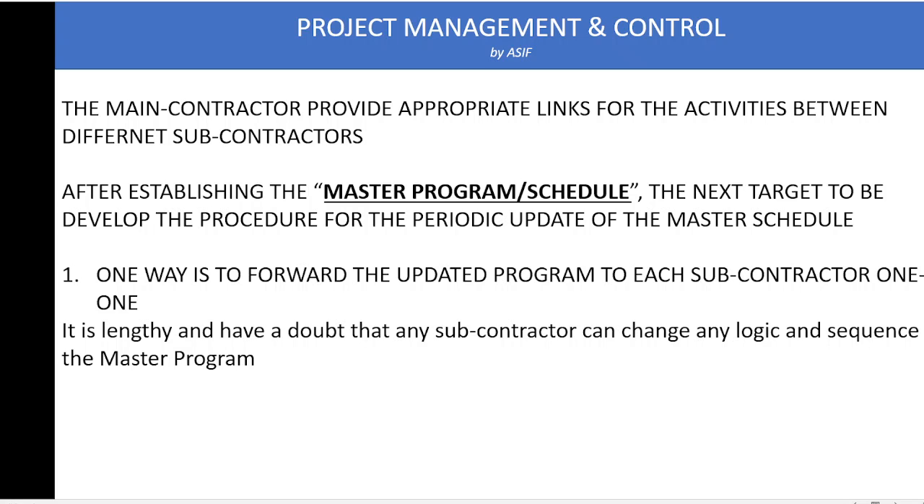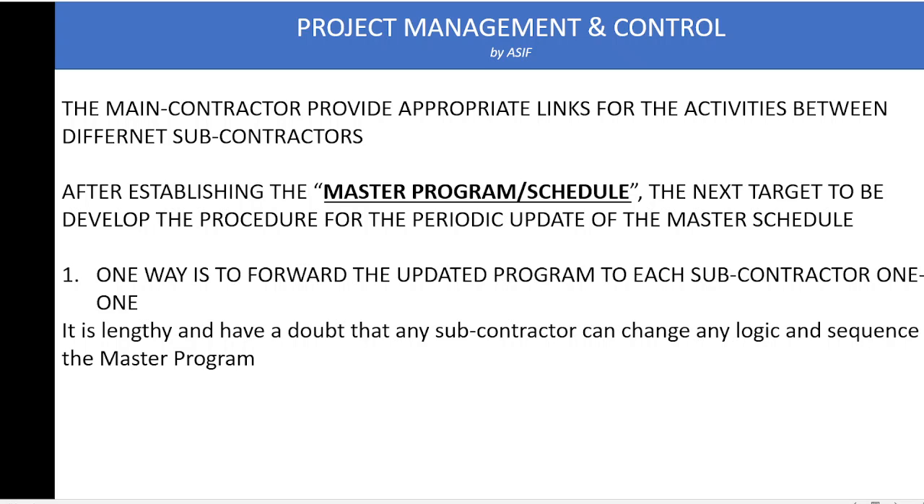There are two ways that can be considered. One way is that we forward the schedule to each subcontractor one by one, and each subcontractor updates their own part and forwards it back to the main contractor. Then the main contractor becomes a coordinator or facilitator between the different subcontractors. But this has some negative points. If some subcontractor is delayed, it will delay the other contractors' work, and the main problem is that the main contractor has to check and ensure that no subcontractor modifies or changes any links or logic of the master schedule.